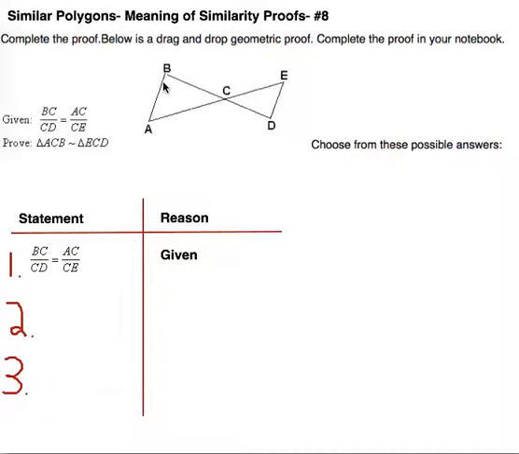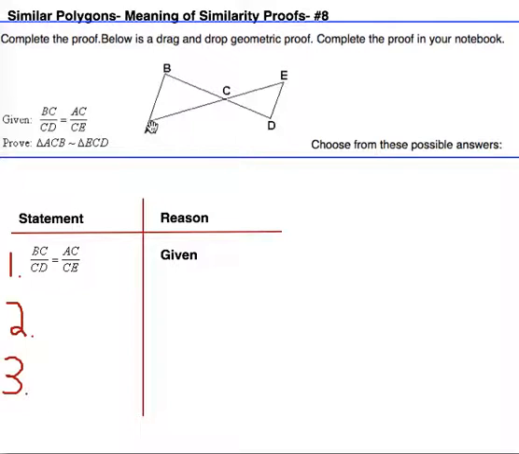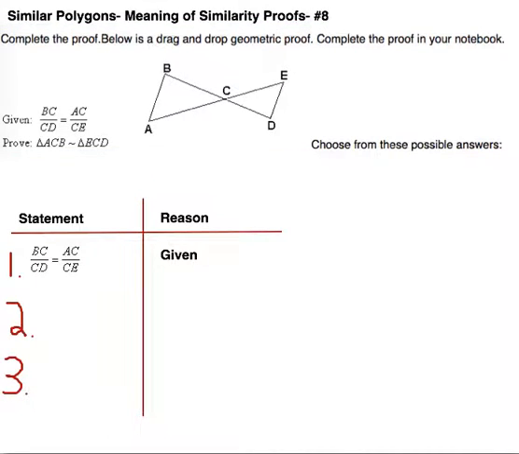Just looking at this, we see that we have two triangles, and we are given that BC is proportional to CD, and that AC is proportional to CE. Alright, and then we want to prove that triangle ACB is proportional to ECD.